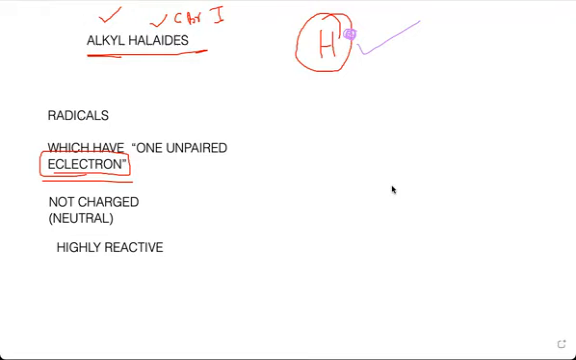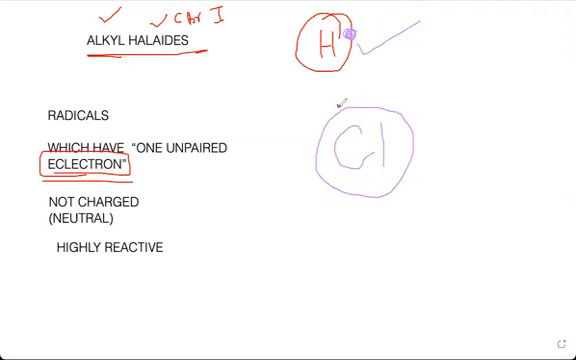Hydrogen is a radical. Reason? One unpaired electron, not charged. This is a neutral one, and it is highly reactive. Let me show you one more example. Keep in mind, unpaired means it doesn't have any electron to pair with. So in atomic form, monoatomic chlorine, the lone chlorine, is a free radical.